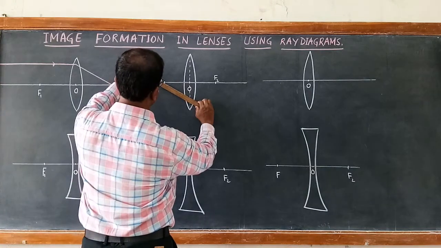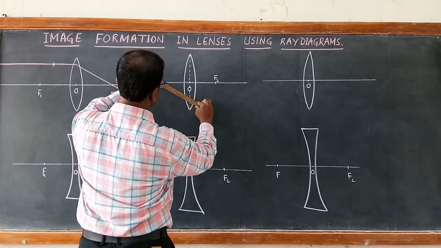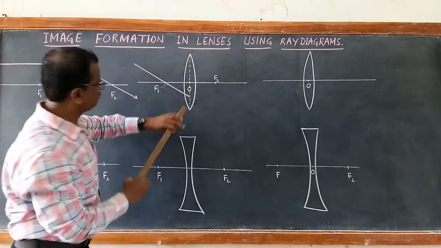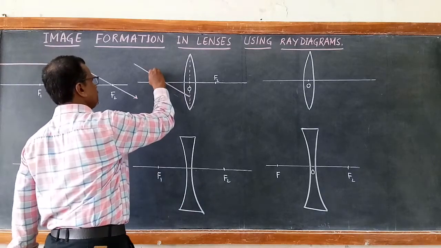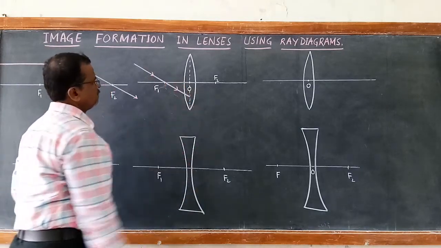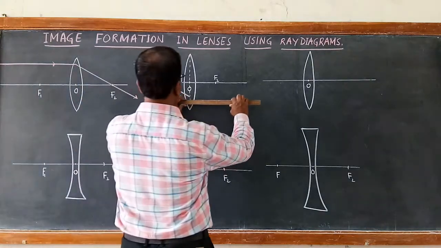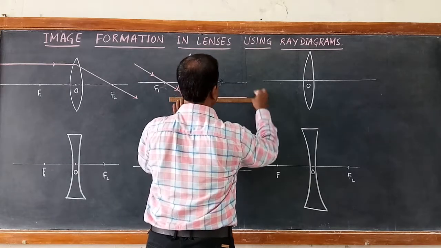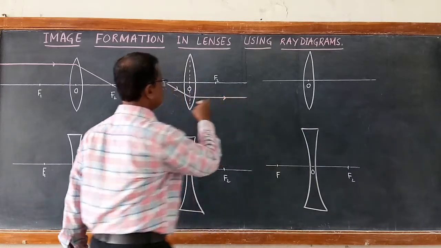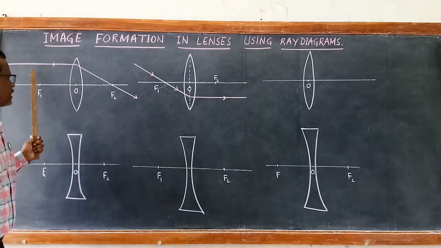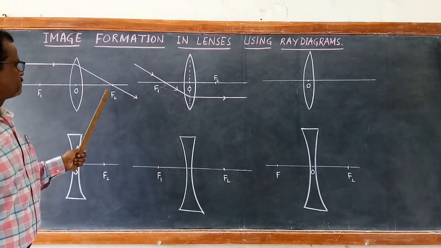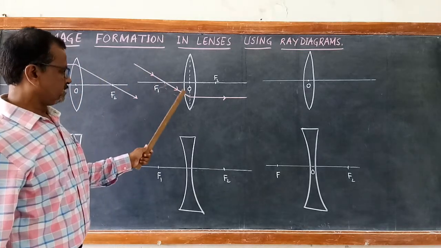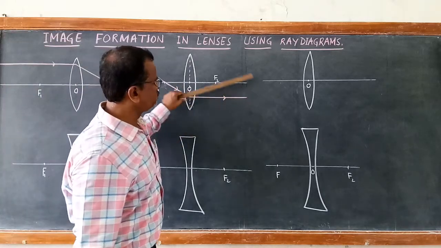If the ray of light falls passing through the focus, you can extend it up to the optic axis and show the direction of the ray. After refraction, it will go parallel to the principal axis. This is the second thing that you should remember. One parallel to the principal axis, after refraction, passes through the focus. The one passing through the focus, after refraction, goes parallel to the principal axis.